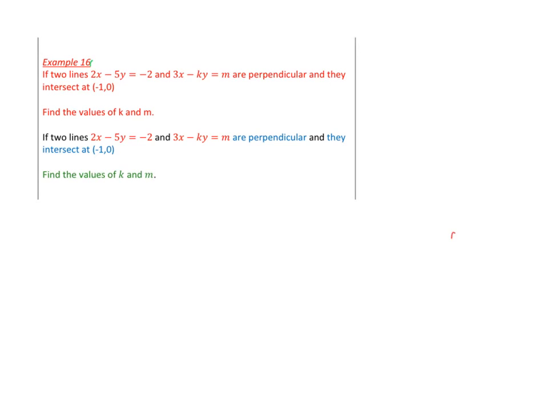Let's do this example. So 2 lines, 2x minus 5y equals negative 2, and 3x minus ky equals m are perpendicular. So if they're perpendicular, just start thinking about it. Go, all right, it's that, yeah? Negative 1. And they intersect at a point, and that's good. We need to know a point. So you've got 2 lines, yeah, perpendicular, and they cross at negative 1 and 0. If they cross at negative 1 and 0, that means that point is in both the equations, isn't it? It's on both lines, so you could use it.